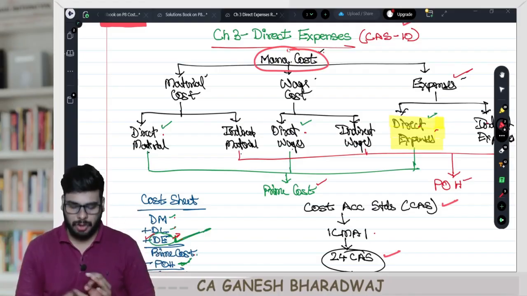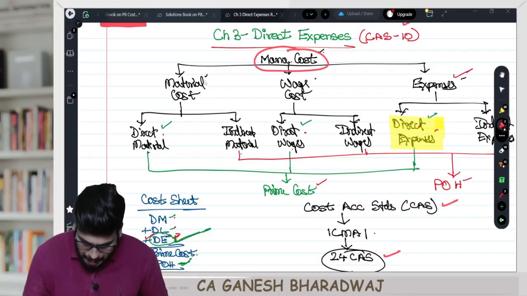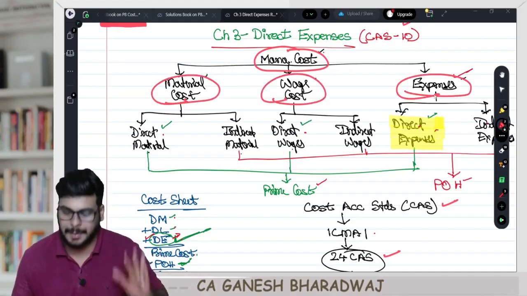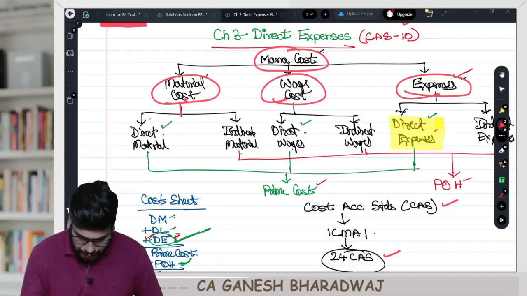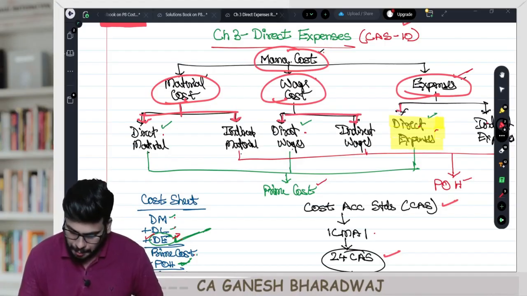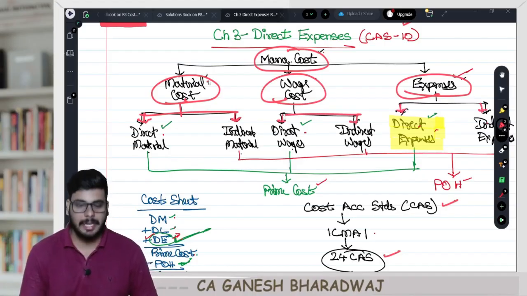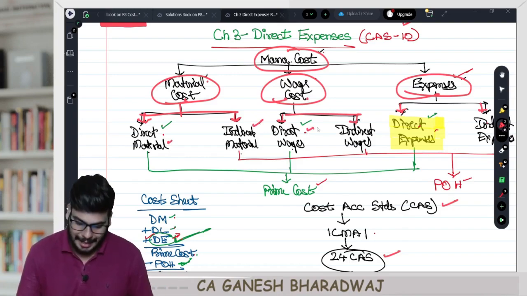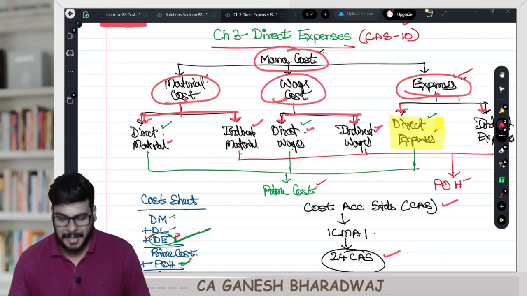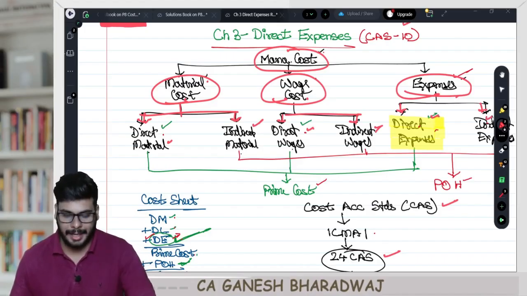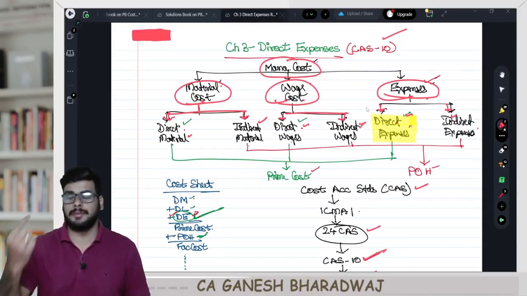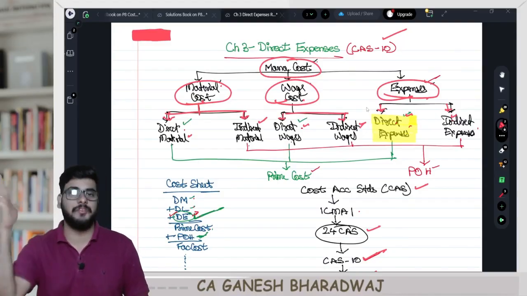Now, manufacturing cost can be broadly classified into material costs, wage cost or labor cost, or expenses, right? Now, each of these categories can be further categorized into direct component and indirect component. Material cost can be direct material cost or indirect material cost. Labor cost can be direct labor or indirect labor. And expenses can also be direct or indirect. Now, let me just quickly give you an example. Let's say a company, Maruti Suzuki, is in the business of manufacturing cars.